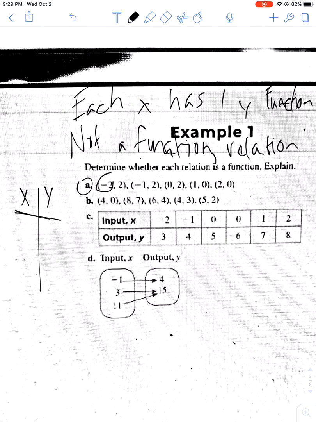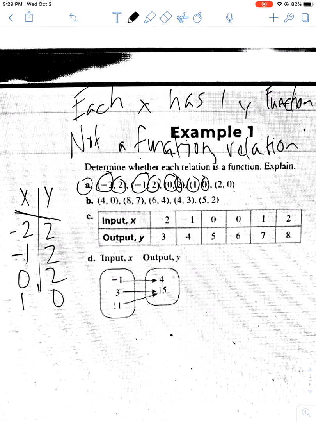So my first x is negative 2, and it goes to 2. My next is negative 1, and it goes to 2. 0, and it goes to 2. 1, and that goes to 0. And 2, and that goes to 0. So we check. This x has 1 y, this x has 1 y, this x has 1 y, this x has 1 y, and this x has 1 y. So does each x have 1 y? You betcha. So we've got a function there.